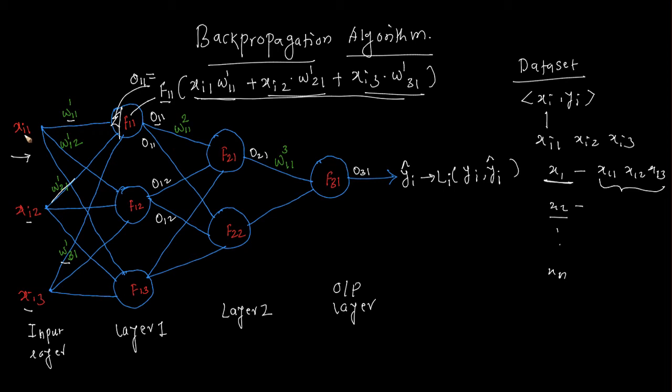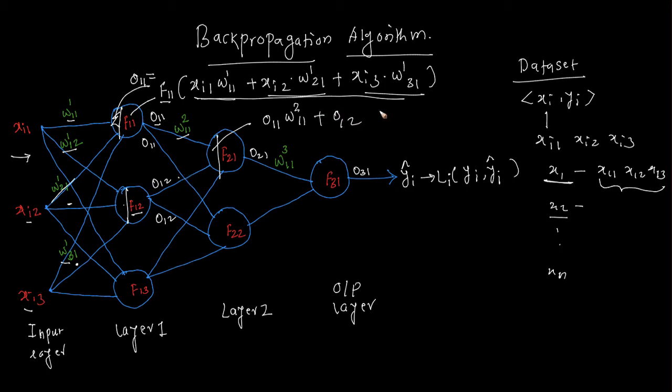The same thing happens here. This input gets multiplied with the weight on this edge and comes here in this neuron, and this input gets multiplied with the weight on this edge and comes here, and on this sum we again apply f12, and the result of that is O12. Then this O11 gets multiplied with this W211 and comes here in this neuron. So we have here O11 into W211 plus O12 gets multiplied with the weight here.